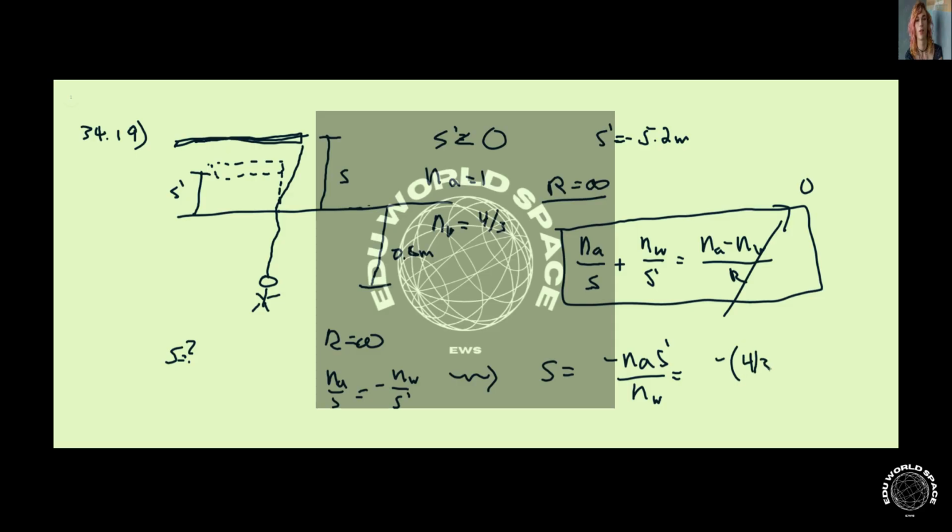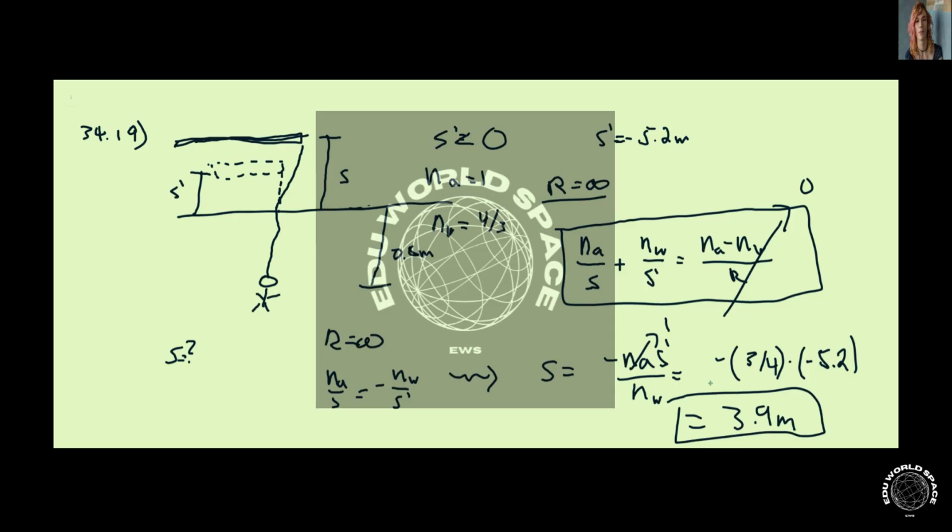So now we can just easily plug that in. Oops, sorry. 4/3 is n_w, but n_w is on the bottom, right? So we're going to have to flip that. So this is negative 3/4 times negative 5.2. Awesome. And n_a, I just left that as 1, because that's just 1. If you plug that into your calculator, we should see that S is 3.9 meters.